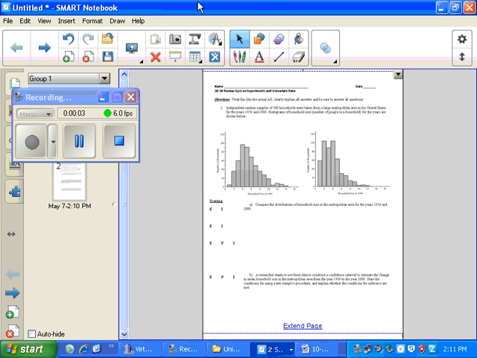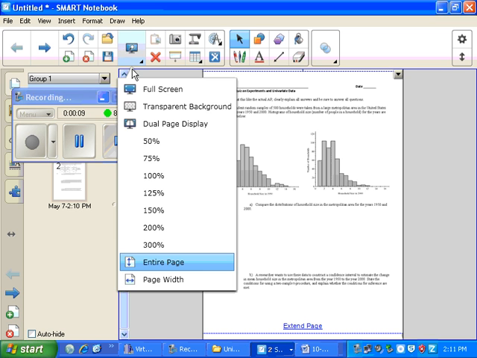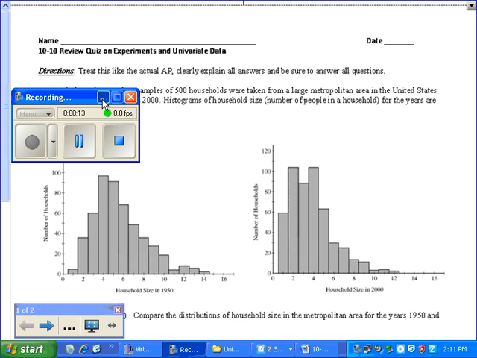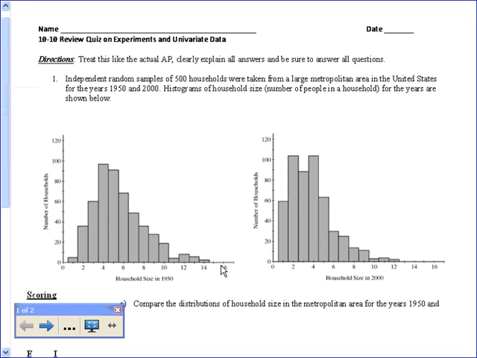Hi guys, so today what we're going to look at is a quiz that a lot of you guys missed that's still going to be really important for your final exam, which again is going to be right after you guys get back from prom.